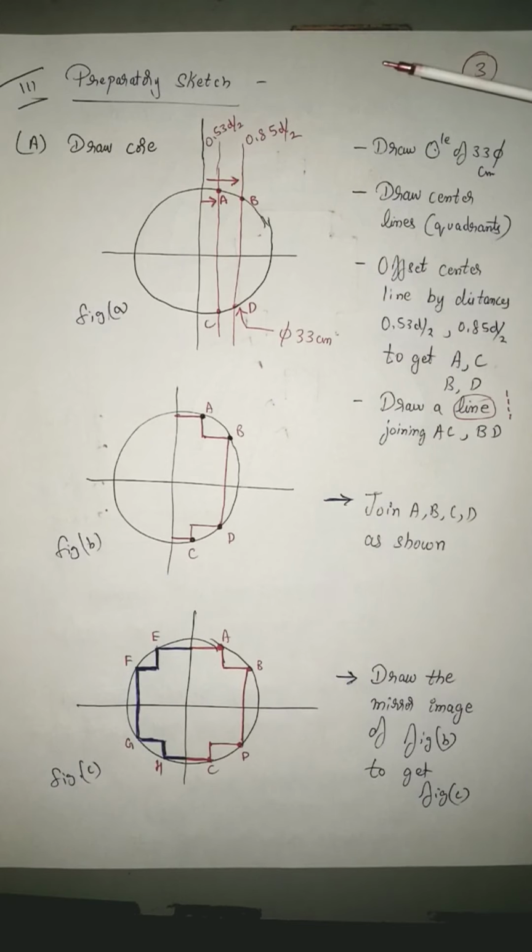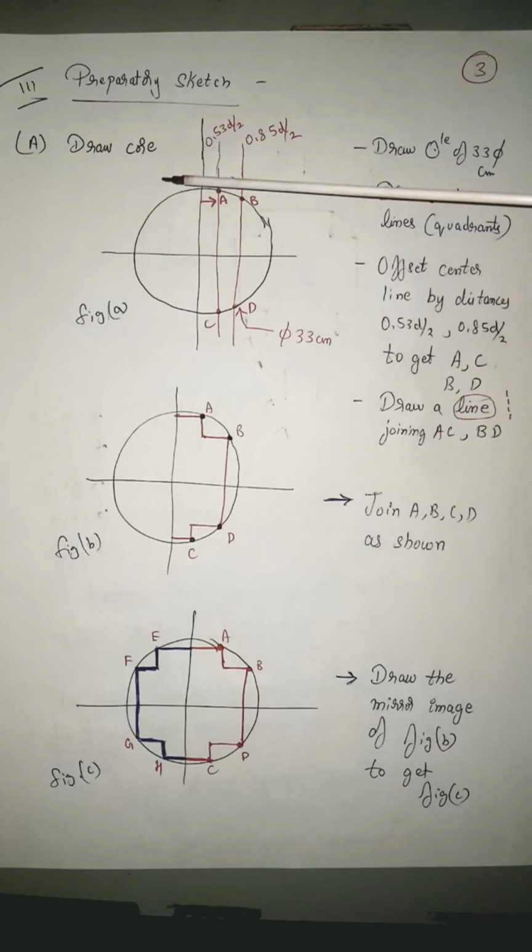If you have to go for preparatory sketch, first you will have to draw the core, then we'll represent the windings. So for drawing the core, for your understanding, I have given the steps here. First and foremost, you are supposed to draw a circle of diameter 33 centimeters as given in the problem. Then divide this circle into four parts by drawing these center lines. You are able to see this. This is one line. This is another line. You are cutting the circle into four parts.